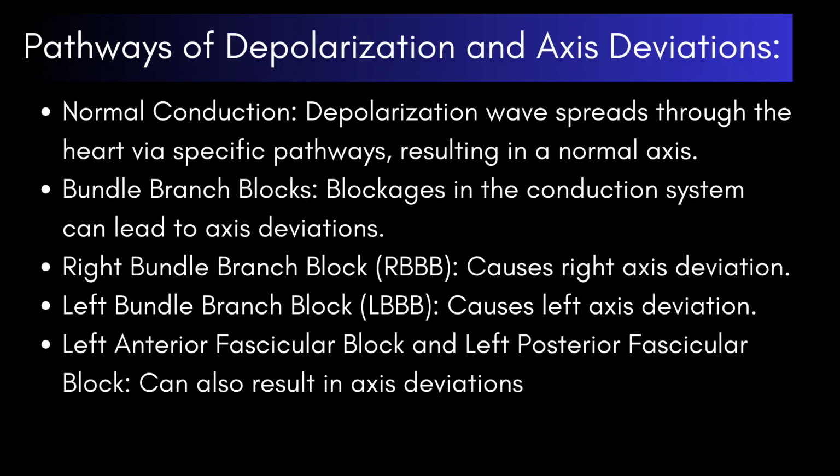All right, let's take a look at pathways of depolarization and axis deviations. Normal conduction, depolarization wave spreads through the heart via specific pathways, resulting in a normal axis. Bundle branch blocks. Blockages in the conduction system can lead to axis deviations. Right bundle branch block, RBBB, causes right axis deviation. Left bundle branch block, LBBB, causes left axis deviation. Left anterior fascicular block and left posterior fascicular block can also result in axis deviations.